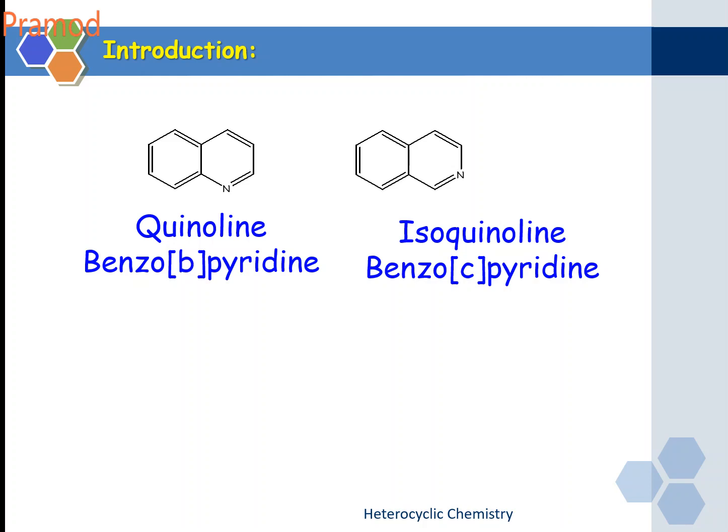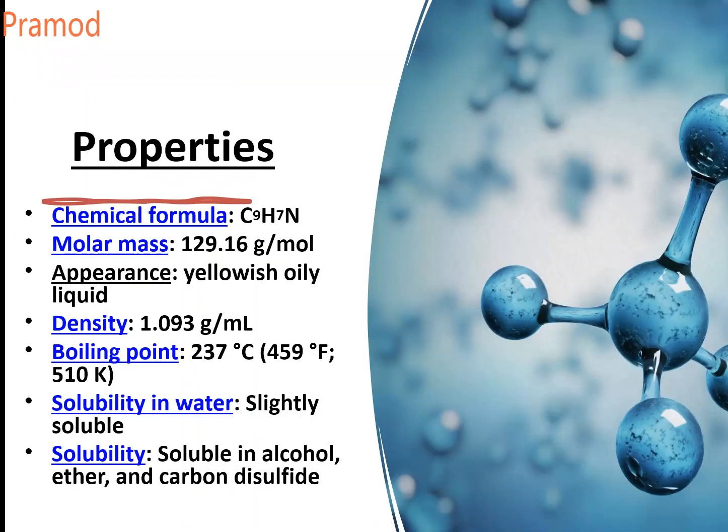So today we are going to start with quinoline, that is benzopyridine, because the benzene is attached to the B face of pyridine. That's why it is called benzopyridine. Whereas in the case of isoquinoline, it is benzo-C-pyridine because the benzene is attached to the C face of pyridine. That's why it is called benzo-C-pyridine.